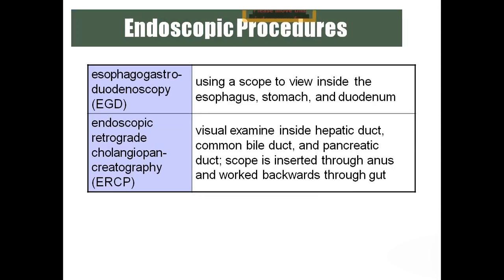And esophagogastroduodenoscopy, with the help of a scope instrument, to view inside the esophagus, stomach, and duodenum. Endoscopic retrograde cholangiopancreatography: with the help of an endoscopic instrument, retrograde means from the backside, from the anus. They will examine the hepatic duct, common bile duct, pancreatic duct, everything.